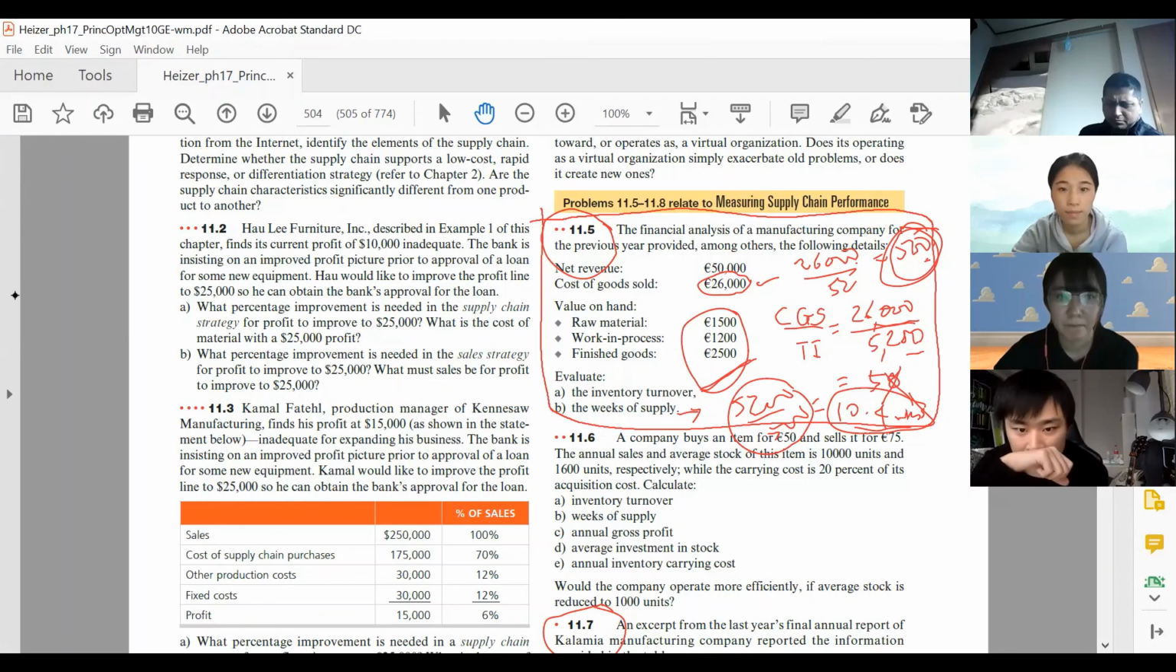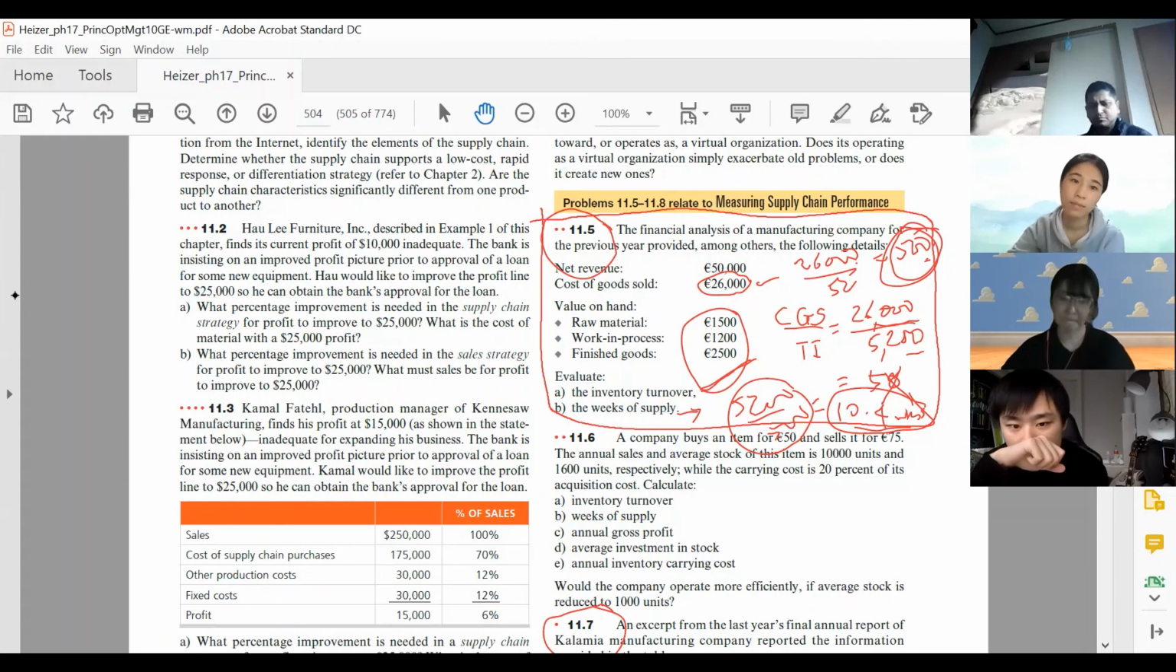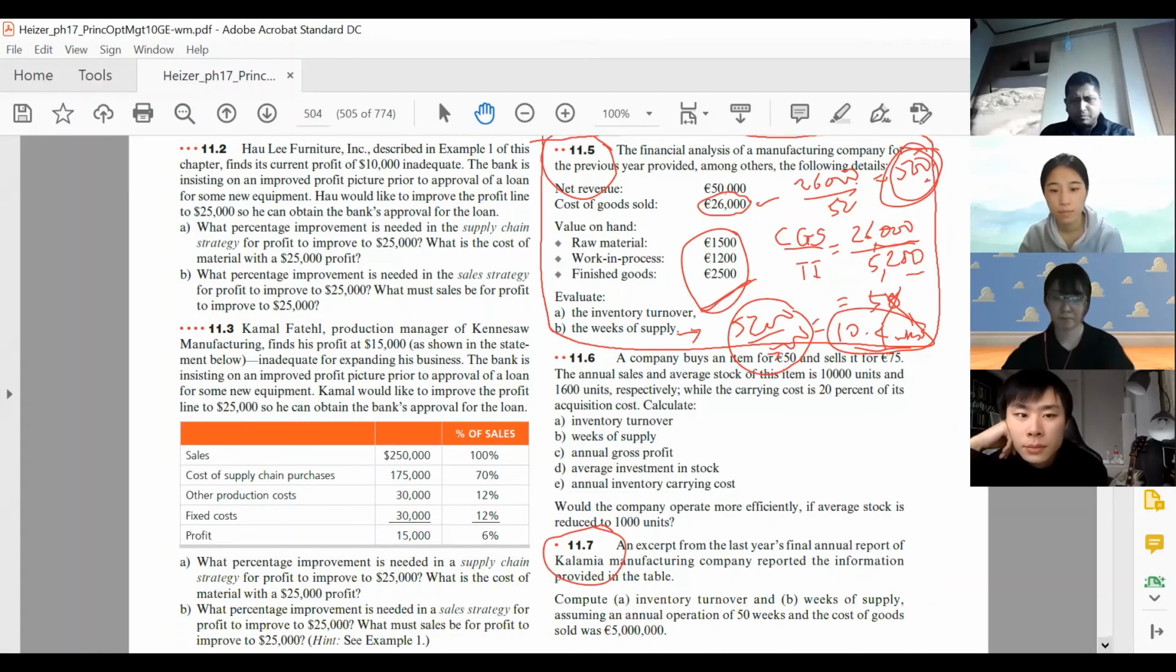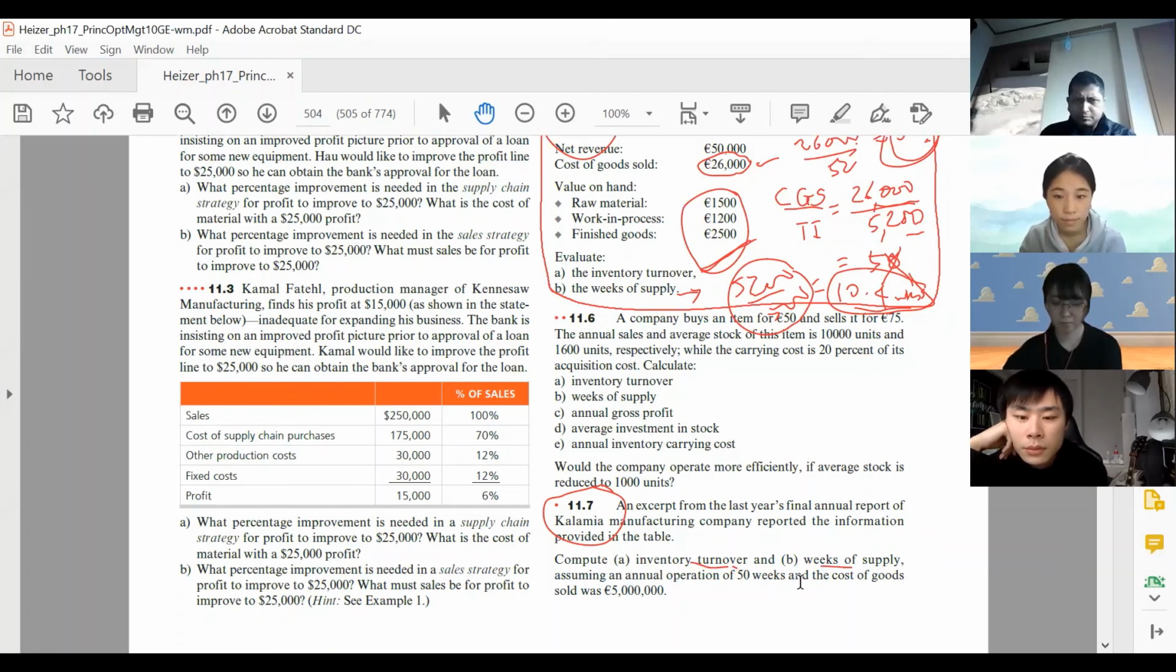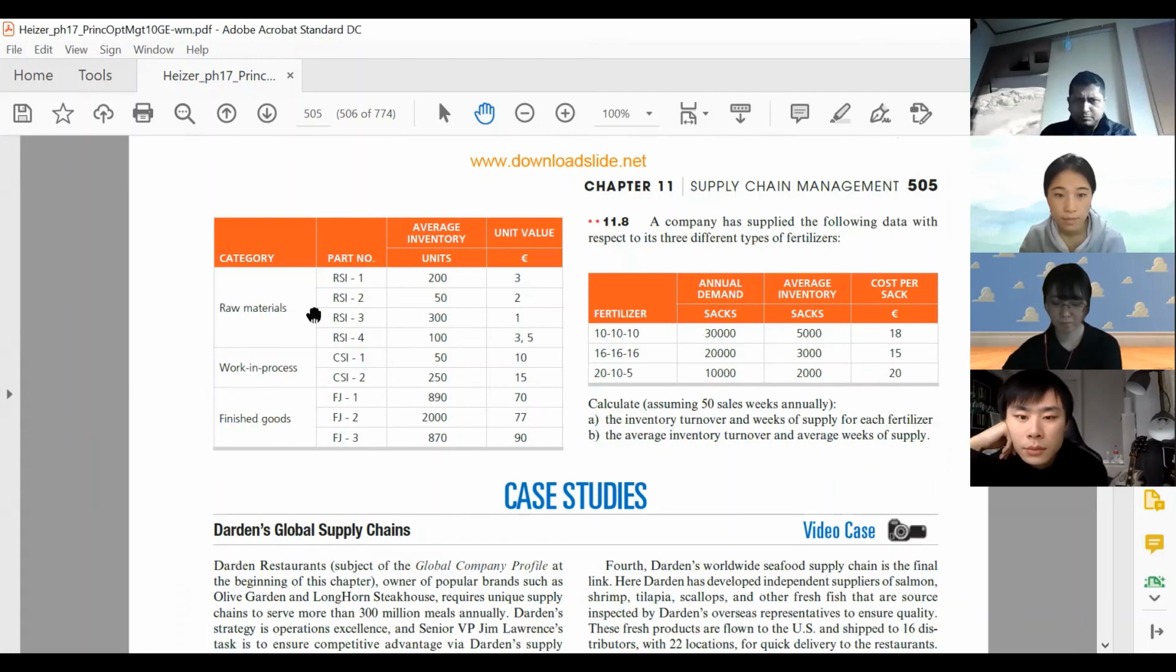You understand? So these are the two measures for supply chain. You got it, Jacob? Yes. Okay. So you can do that also for 11.7. But in this case, it's already given, except from the final annual report given in the table. Again, the same thing, inventory turnover, weeks of supply. Here weeks of supply is given, but you need to calculate this.